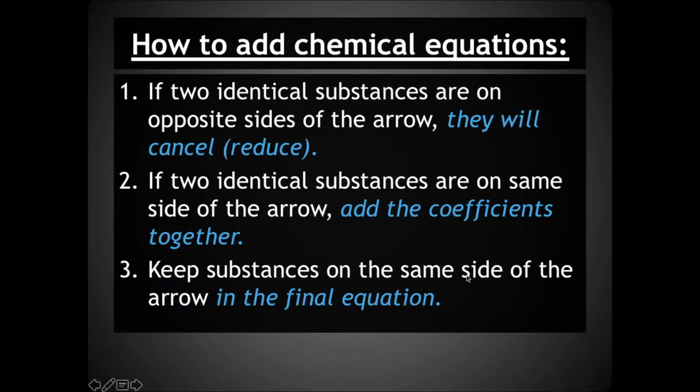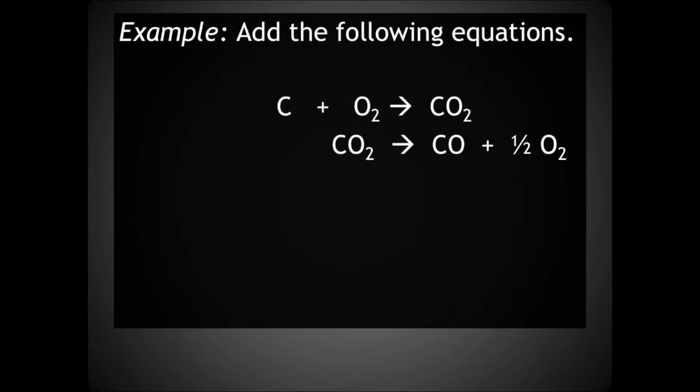And then you're going to keep substances on the same side of the arrow in the final equation. So you're not going to just switch substances as you feel needed. You have to keep them on the same side of the arrow, unless you're reversing, then there are rules for that. So, an example to add equations.